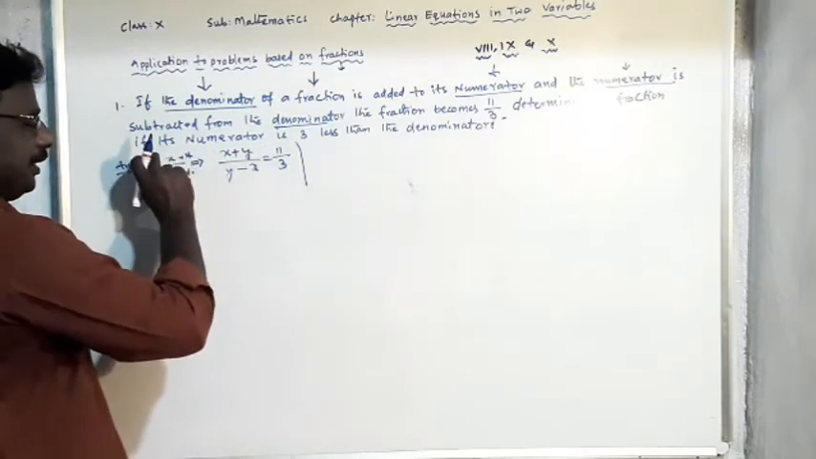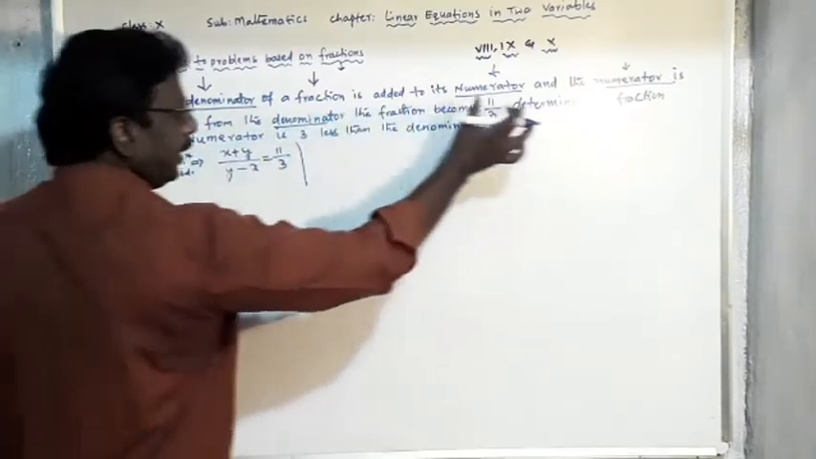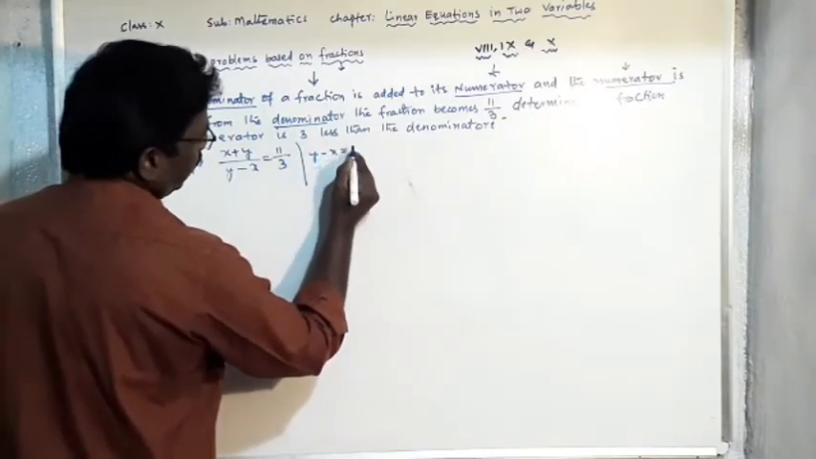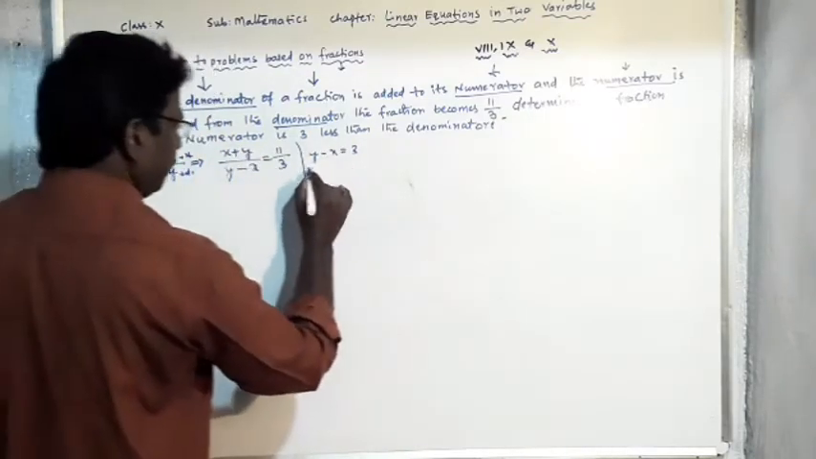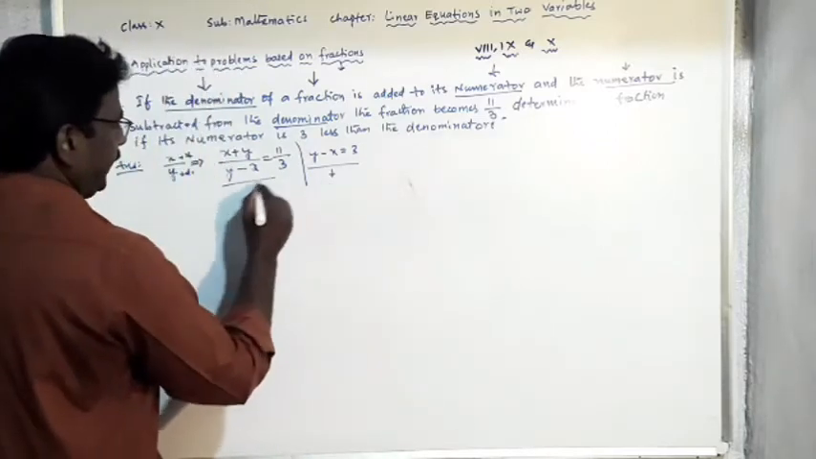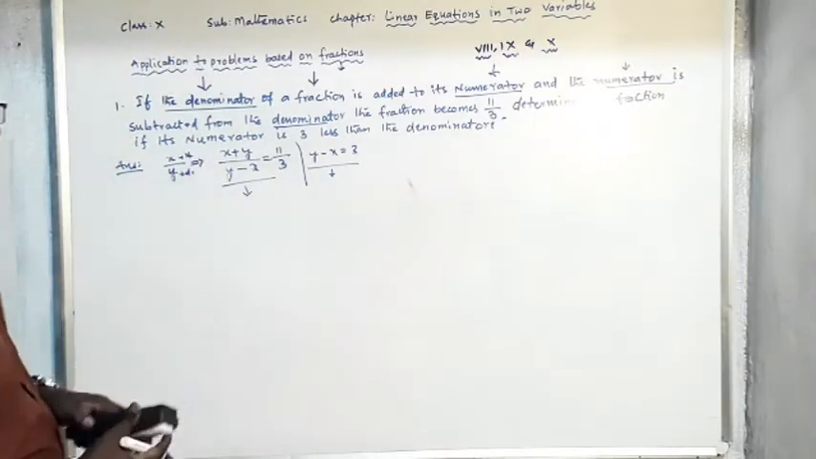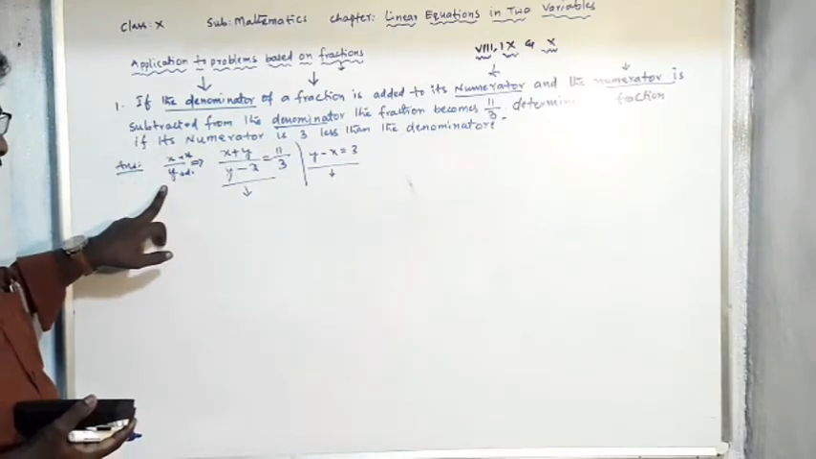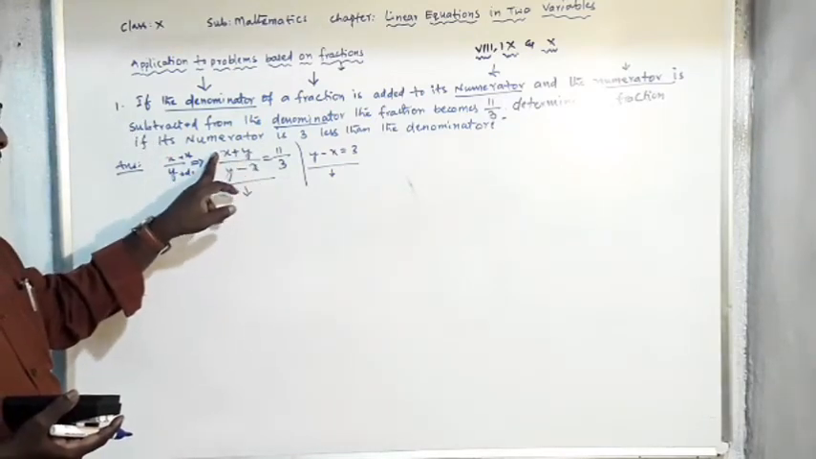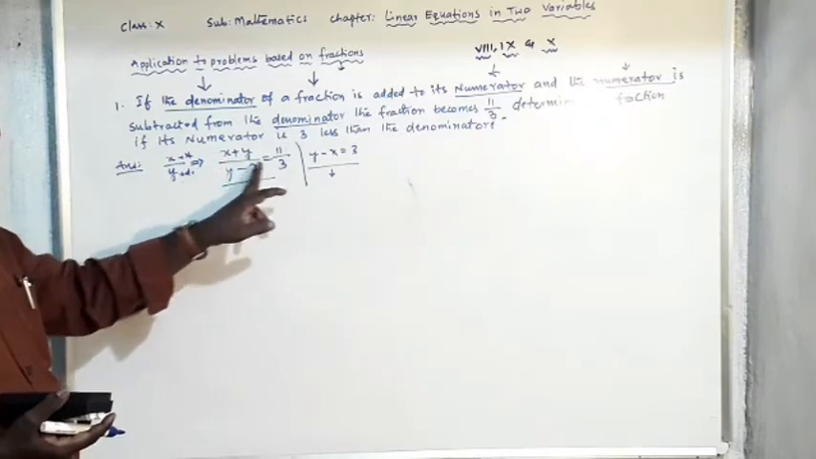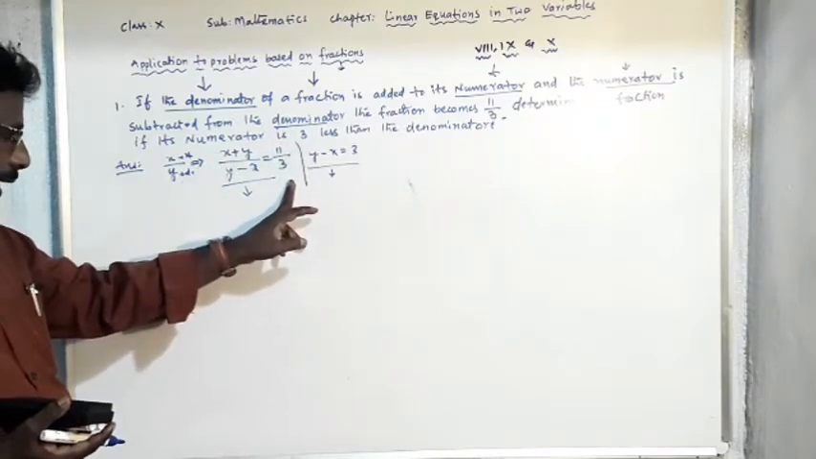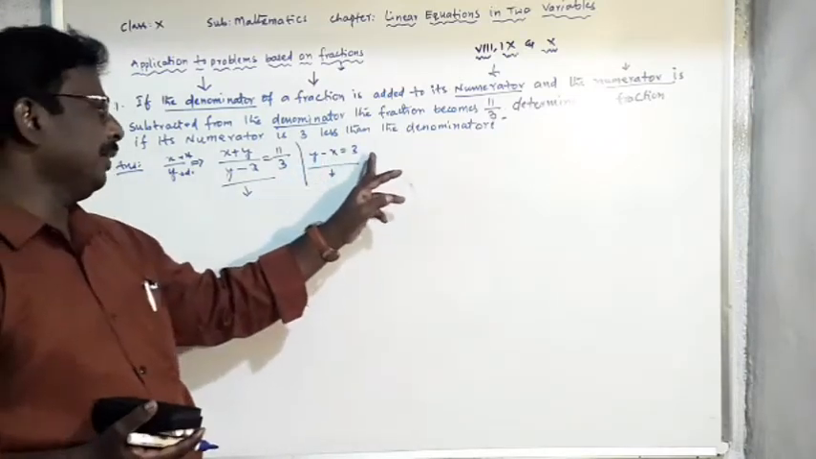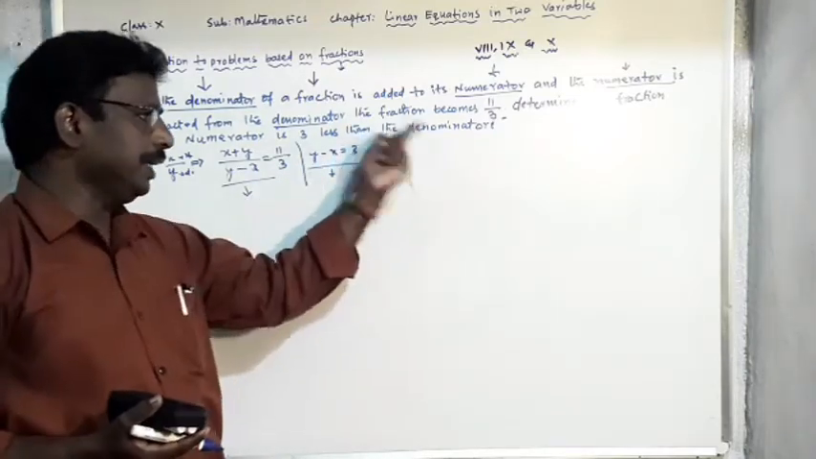Second condition: numerator and denominator difference is 3. Then y minus x is equal to 3. Here two conditions are given, first condition and second condition. This is the given fraction x by y. y is added to x, x is subtracted from y, then the fraction becomes 11 by 3. And the difference between denominator and numerator is 3. Two conditions are given in the question.